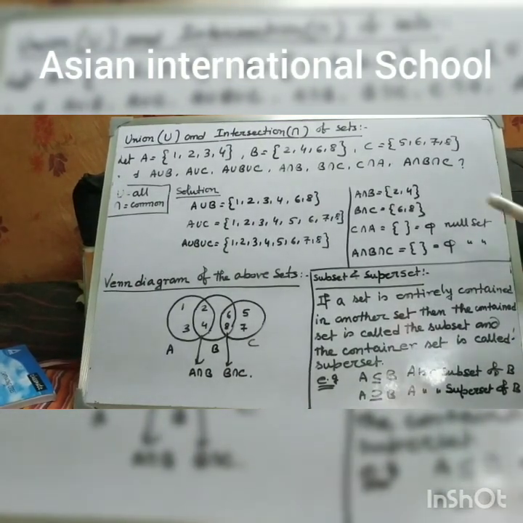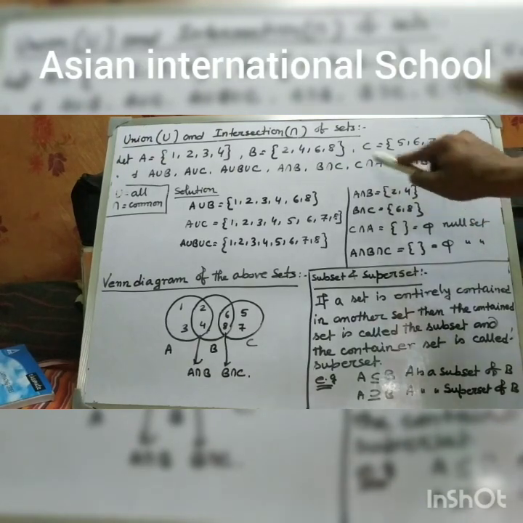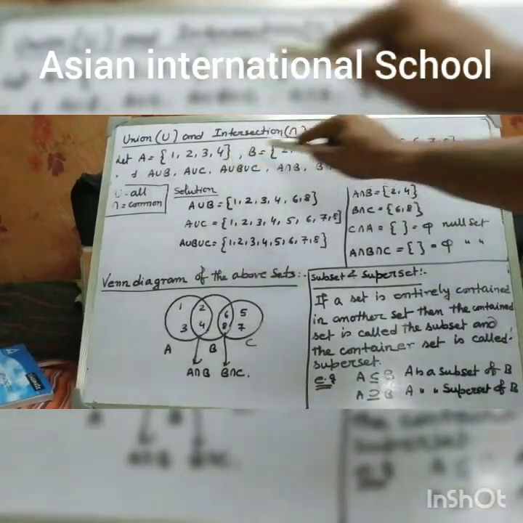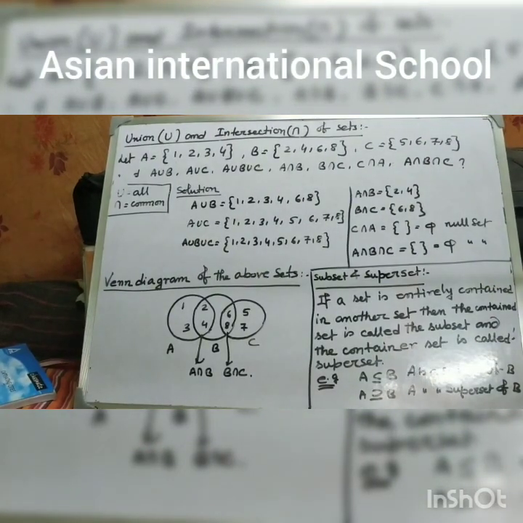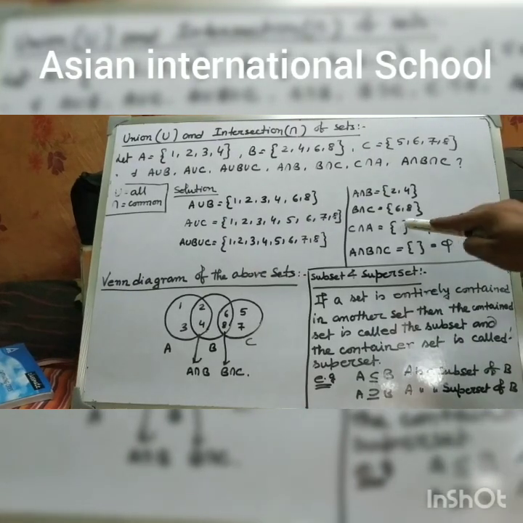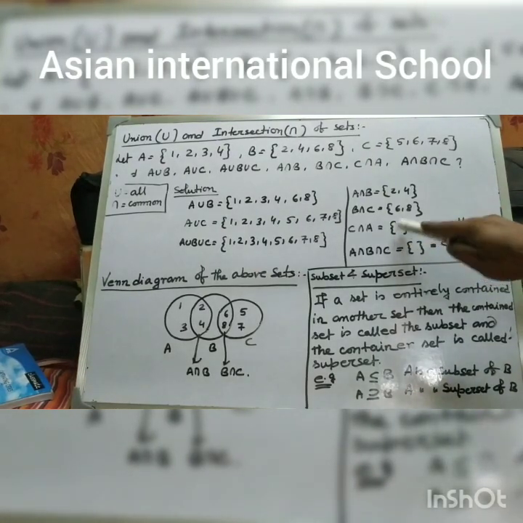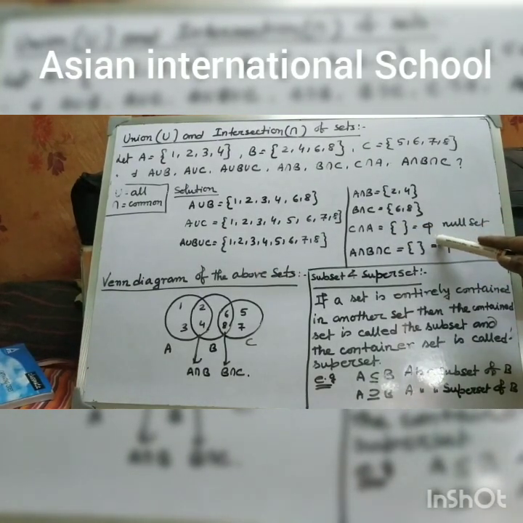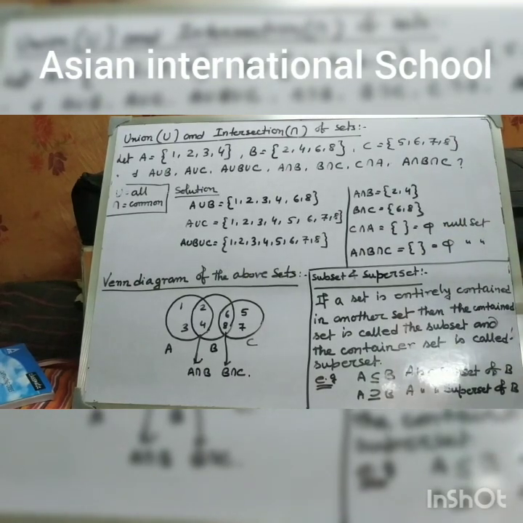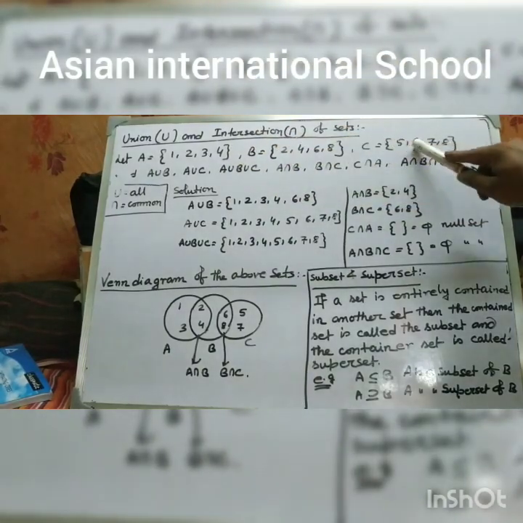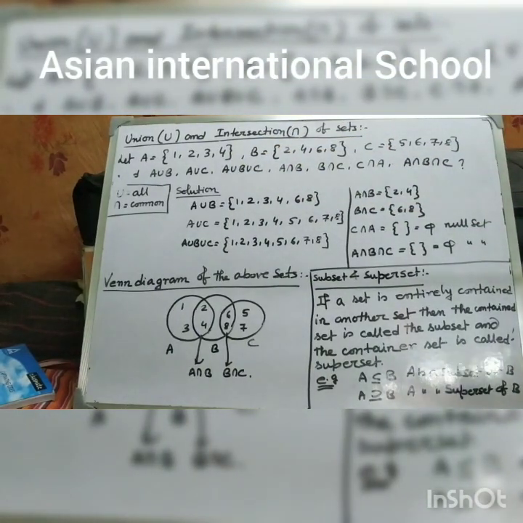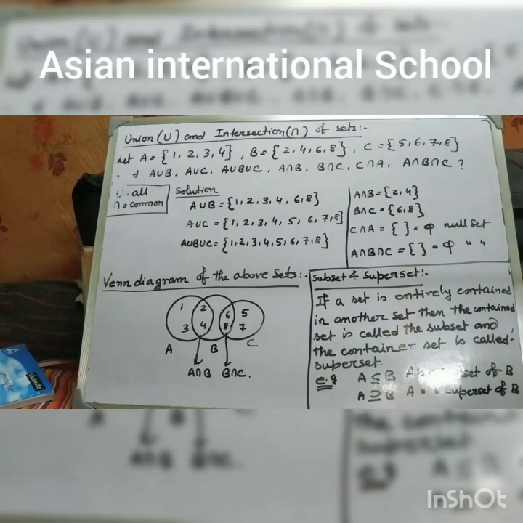Next, come to C intersection A. For C intersection A, there is no common element. A set with no element is called the null set. The notation is that within the curly bracket there is nothing. You have to write phi. Phi is the symbol for the null set. And similarly, if you take A intersection B intersection C, here also there is no common element among all three. They don't have any common element. So it is also phi.